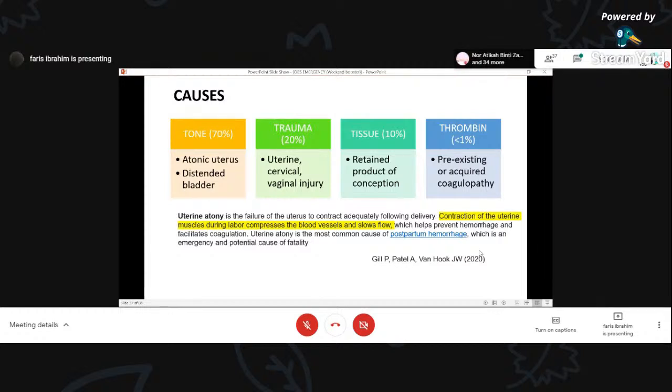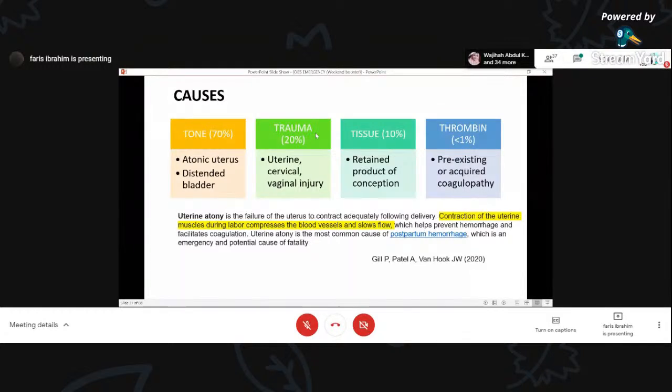Uterine atony means the uterus is not contracting at all. So when the uterus is not contracting after delivery, the blood will be gushing out. There is nothing that can compress the blood vessels. The tone of the muscles is not there, so the blood will be gushing out. That's why uterine atony can cause PPH. Okay, so settle about this. Later you read the statement below, the one I put below.